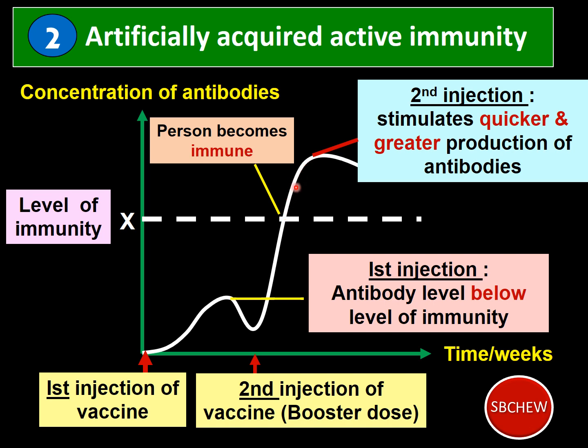In this way, the person will become immune at this point here when the concentration of antibodies exceeds the level of immunity. So this level of immunity is a certain concentration of antibodies that must be achieved in order to become immune, so that all the pathogens can be destroyed by the body.